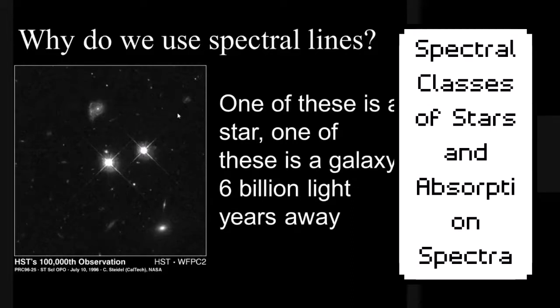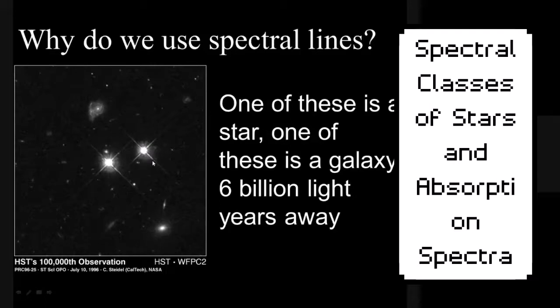Oh, one other reason that we use spectral lines is this picture right here, taken by the Hubble Space Telescope. It shows two bright objects in the center here. One of these is a star. The other is in a galaxy 6 billion light years away. If you're just taking pictures, you would not be able to tell which is which. Now, obviously, that one's a galaxy, but these two look exactly the same without actually breaking them apart.